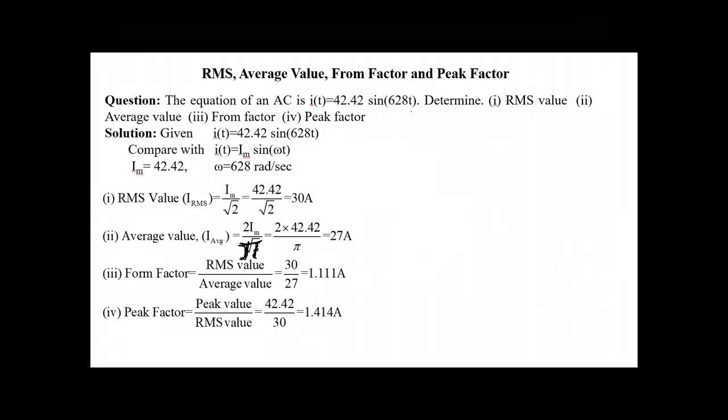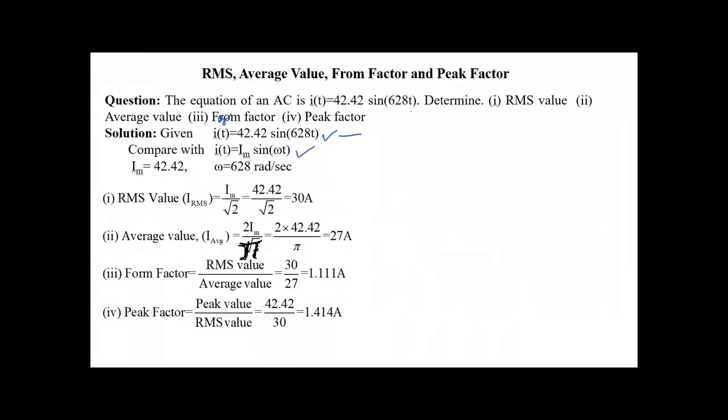Determine first the RMS value, second the average value, third the form factor, and the peak factor. So given to us is i(t) equals 42.42 sin 628t. We know the current equation for the instantaneous value, i(t) equals Im sin omega t. So this is the standard equation.